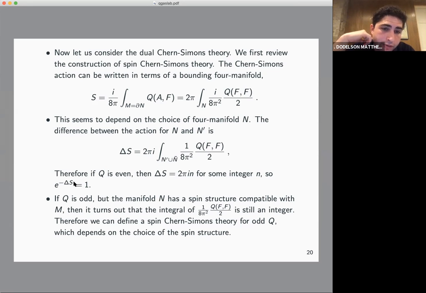So that was true if Q is even, but now let's assume that Q is odd. So it has some odd values. But let's also suppose that the manifold N has a spin structure that's compatible with M. It turns out that in this case, the integral of this function is still an integer, and so therefore we can define a spin Chern-Simons theory for odd Q also, but now it will depend on the choice of the spin structure.